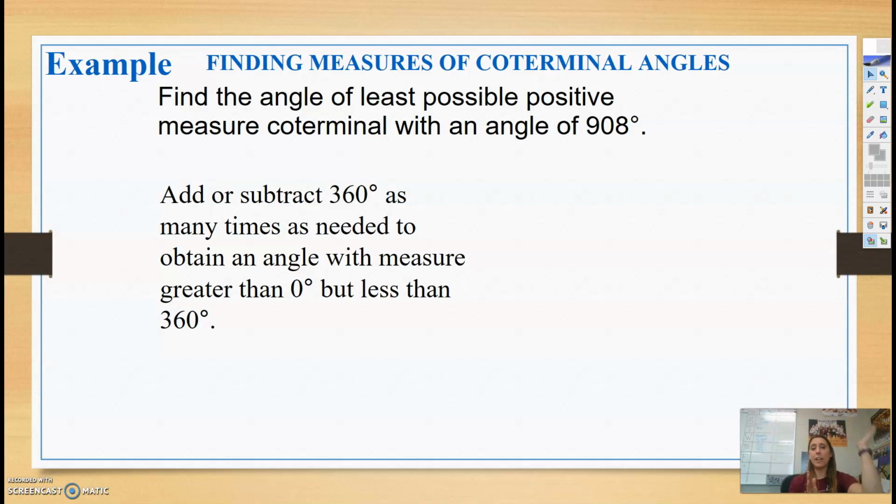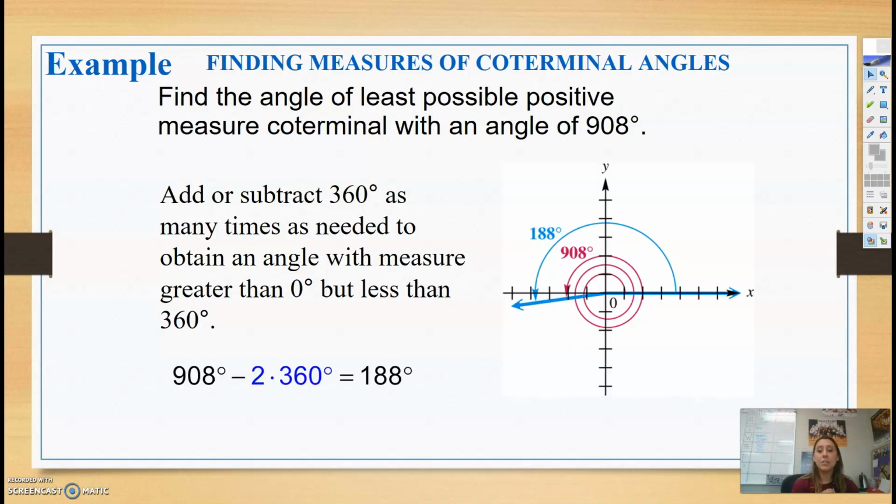So 908, how many times do we go around 360? One more time. Okay, so then that's what it looks like. This is the picture I was talking about. So we're looking at this 908 degrees. We started at the initial side. We go around 1, 2, there's the second round, and we stop right here.